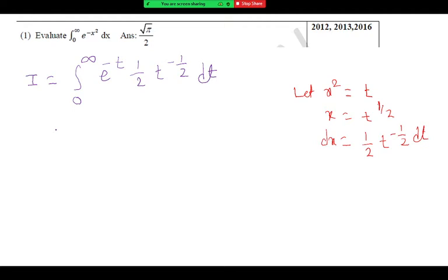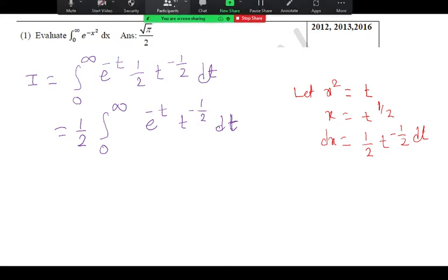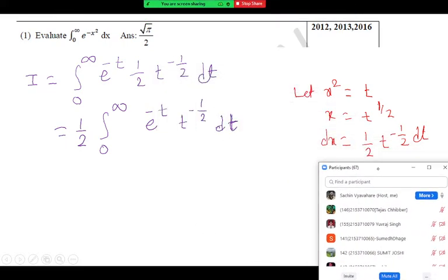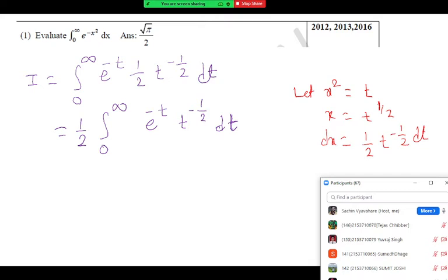Obviously the simple thing that we can do, constant 1 by 2 can be taken outside, and we're left with the integral 0 to infinity e raised to minus t, t raised to minus half dt. Can anyone tell the value of this integral? So gamma 1 by 2. Gamma 1 by 2. Is it? Okay. Gamma 1 by 2 is the correct answer.